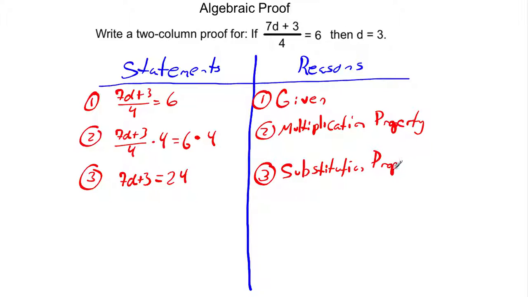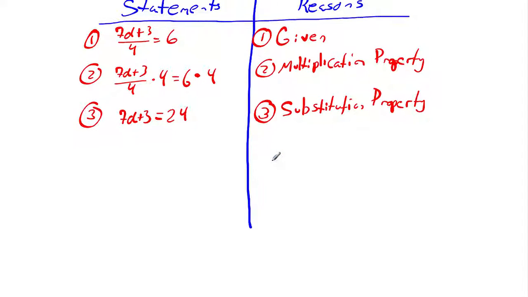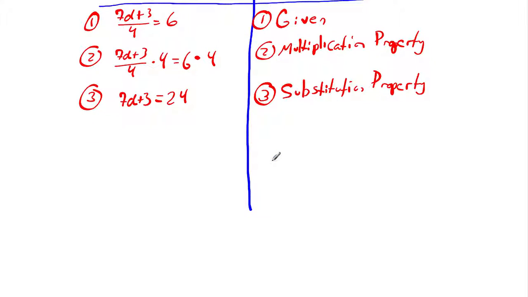So I'm going to write the substitution property. Notice I'm not writing a whole lot for the reason. I can just name a property, or in later instances a theorem or postulate, whatever the name is.